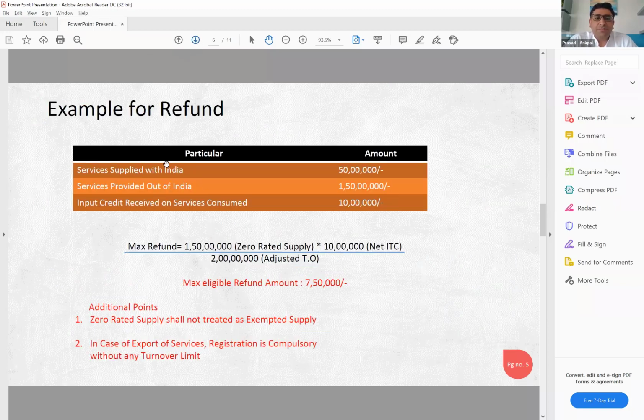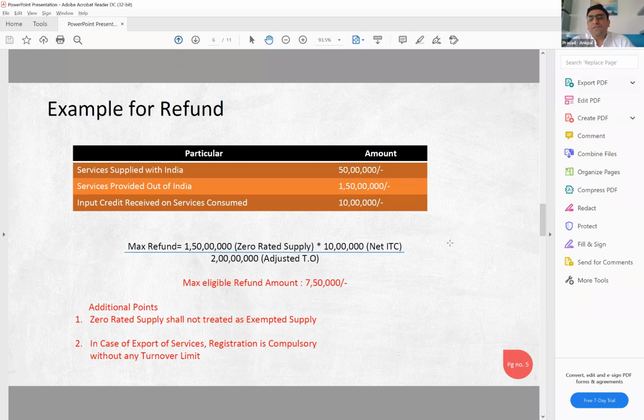Say for example, my service supplied within India is 50 lakhs rupees. I have provided services out of India worth 1.5 CR. And against that, I have paid 10 lakhs rupees of credit for buying my stuff and all that. So here in this case, my total turnover would be 2 CR and my tax credit is 10 lakhs rupees. So 75% of my turnover is toward export. So out of the input credit, I can take 75% as a credit, that is 7,50,000 rupees. So government can remit me 7,50,000 rupees to my account. This will help in the management of my working cash flow.